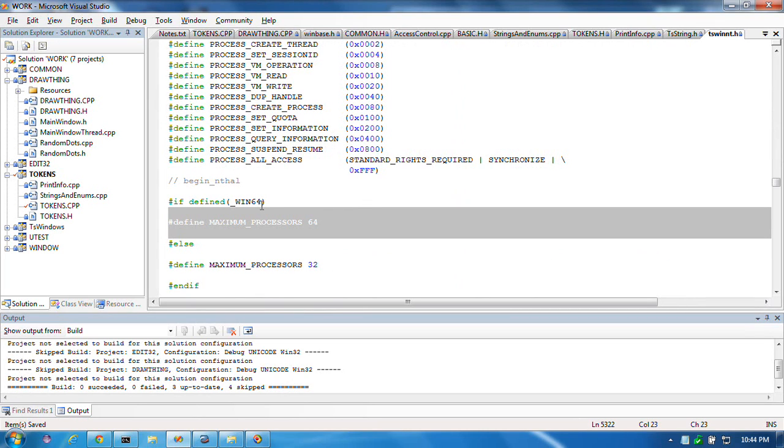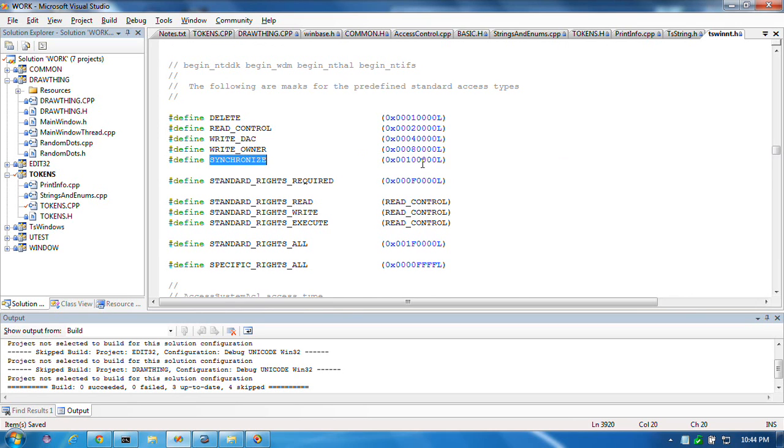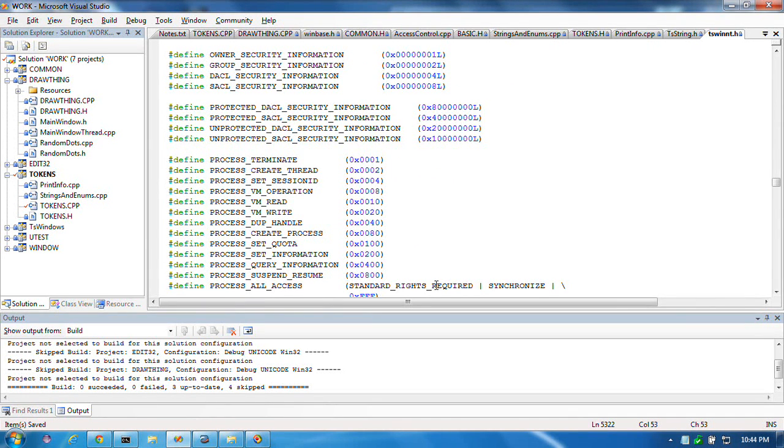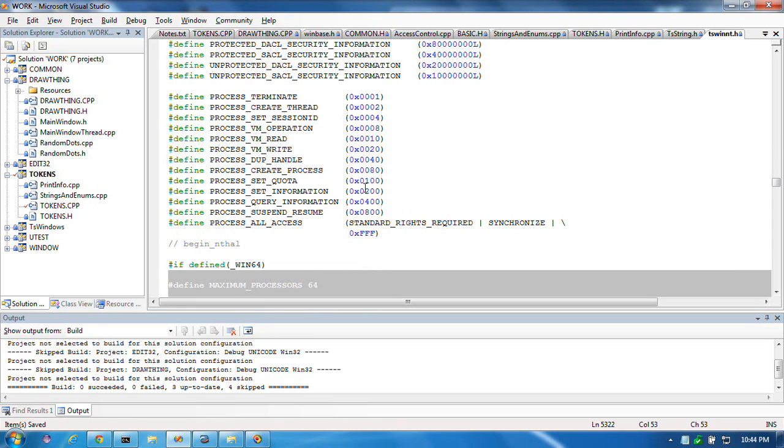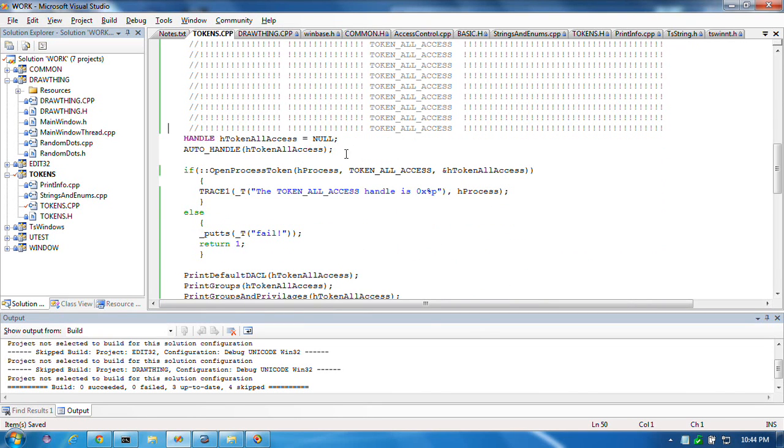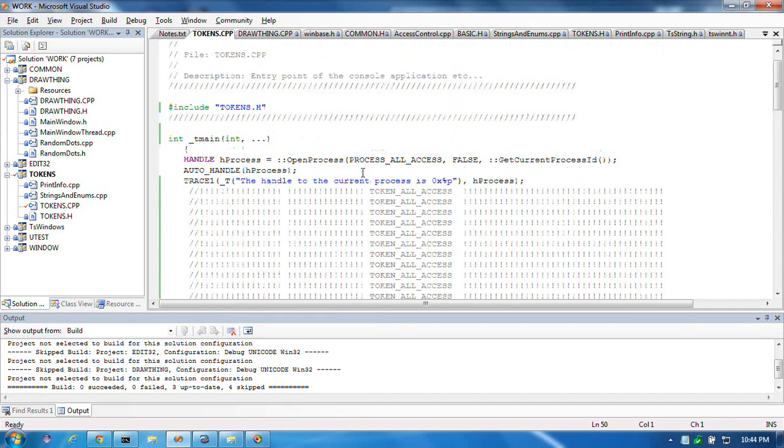Yeah, so process all access. Okay, that's just those standard rights and synchronize, that extra one there. Standard, little f. And then all these little ones here: process, create thread, read, write, duplicate handle, and a bunch of useless garbage. Anyway, I did get a process token, an access token out of this open process.